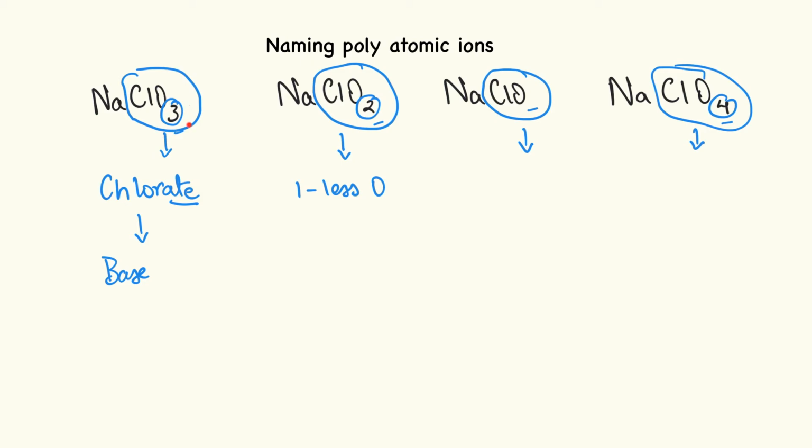This one had ClO3, so it had 3 oxygens, and this one has 2 oxygens. So we need to make sure that we indicate that in our name. As a result, you will take the suffix ate away and replace it with ite. And so chlorate will turn into chlorite.